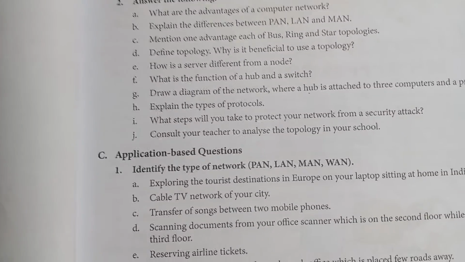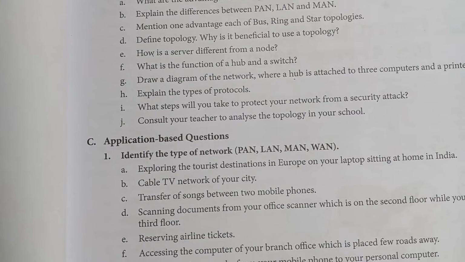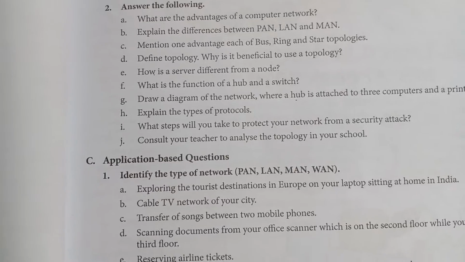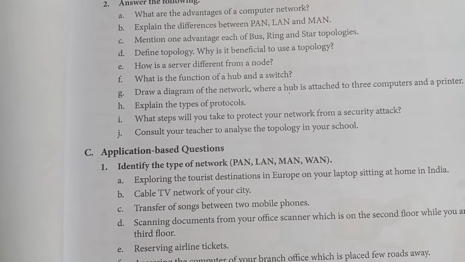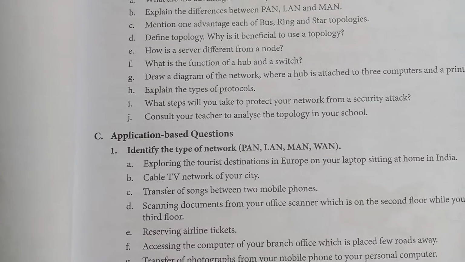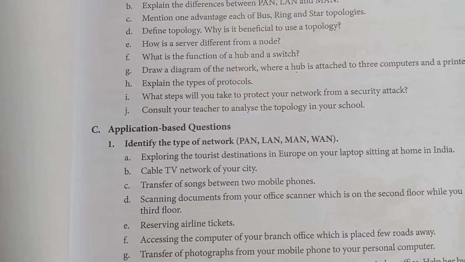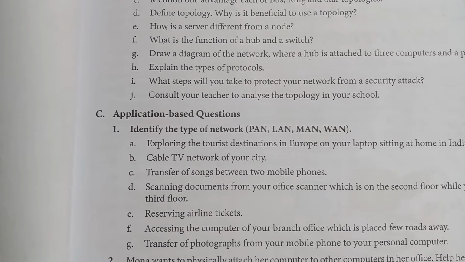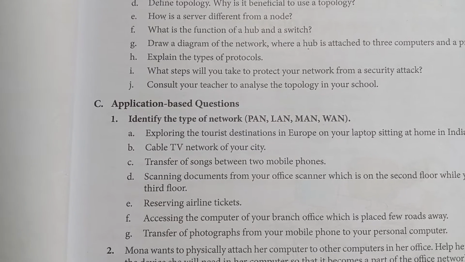This one is the advantages of a computer network. Explain the difference between PAN, LAN and MAN. I already explained the difference between PAN, LAN and MAN in the class also. Again I am going to explain the same thing. PAN, personal area network. LAN, local area network. MAN, metropolitan area network. So a PAN is a computer network organized around an individual person.